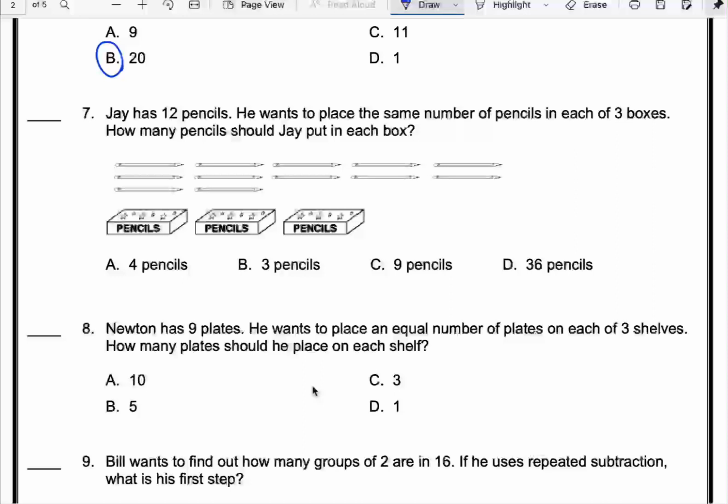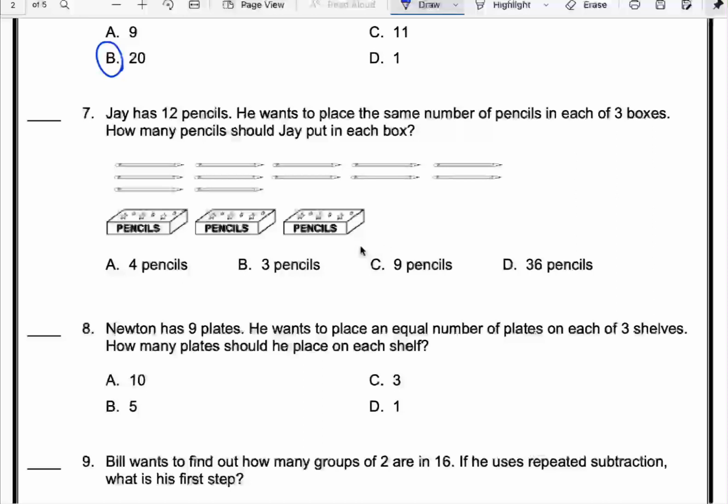Anas Tamim. Yes, teacher. Go ahead. Jay has 12 pencils. He wants to place the same number of pencils in each of the 3 boxes. How many pencils should Jay put in each box?